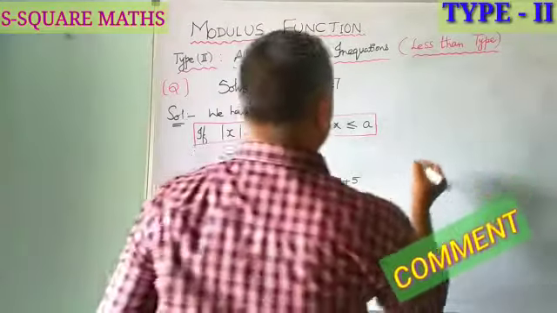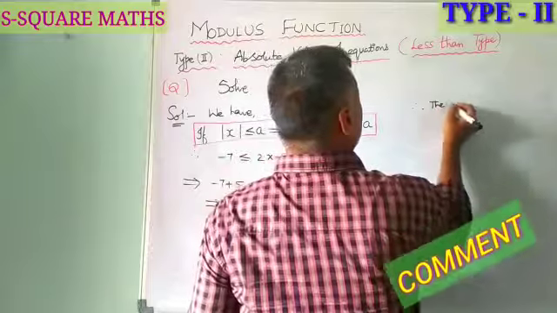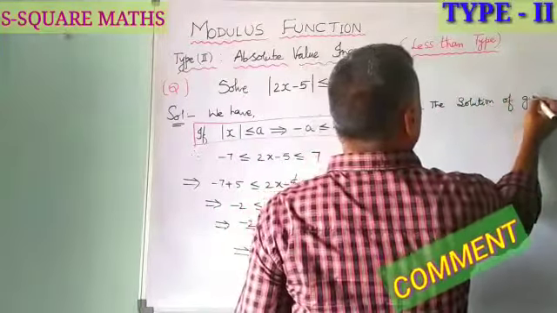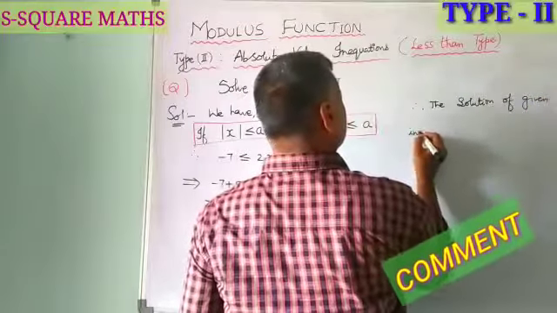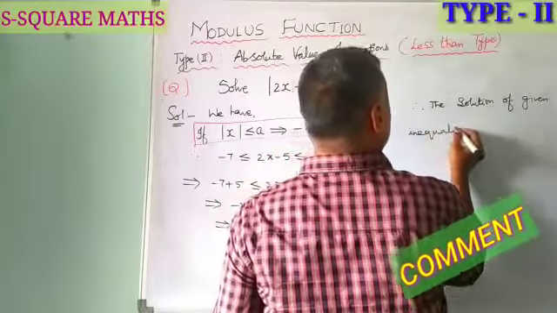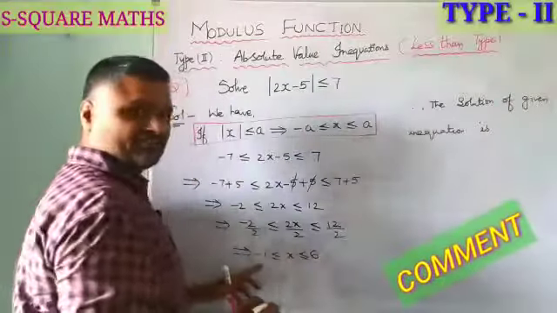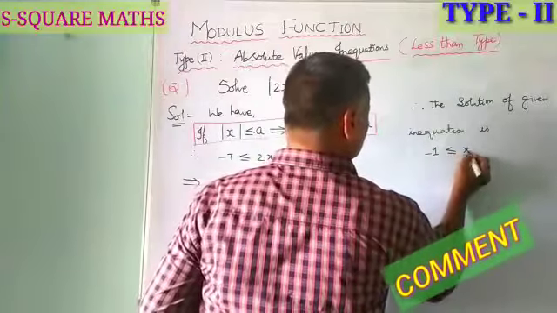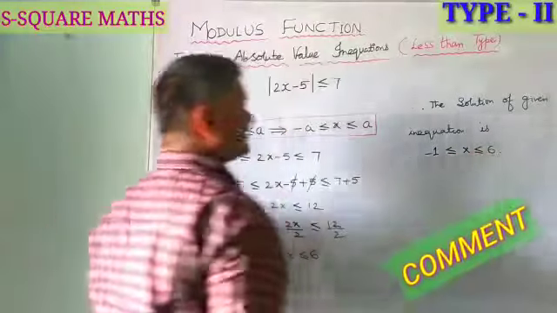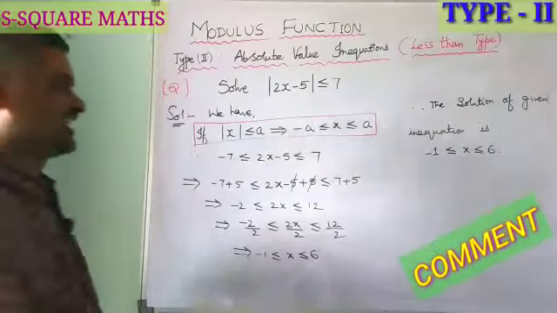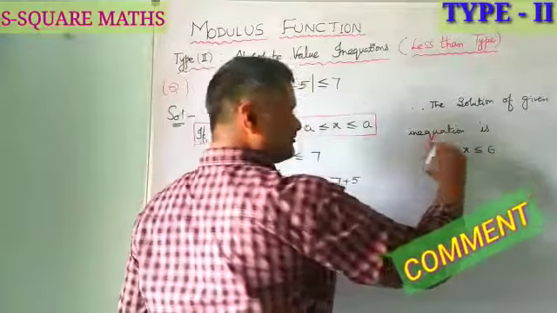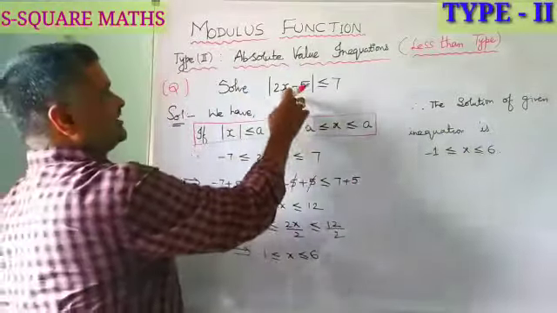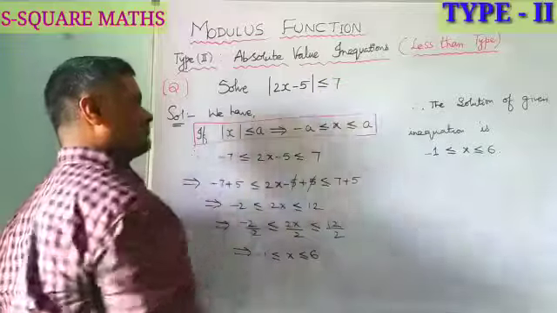so therefore the solution of the given inequation is, what is the solution we got? Minus 1 less than or equal to x less than or equal to 6. Nothing but the value of x lies between minus 1 and plus 6, including minus 1 and 6 for the given inequation, modulus of 2x minus 5 less than or equal to 7.